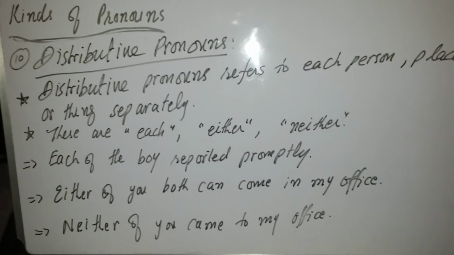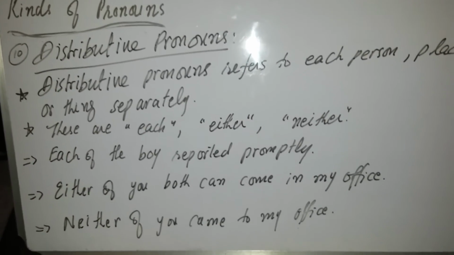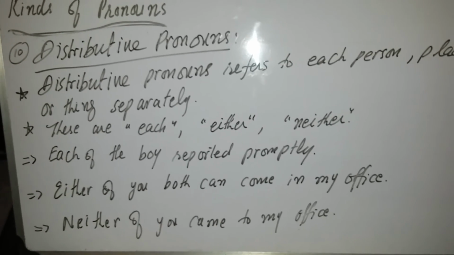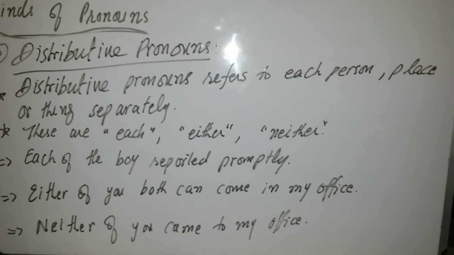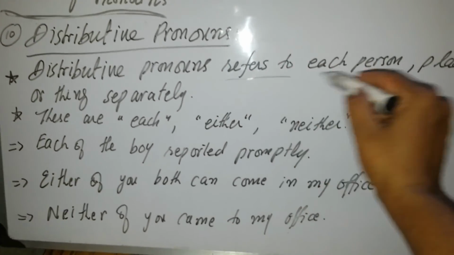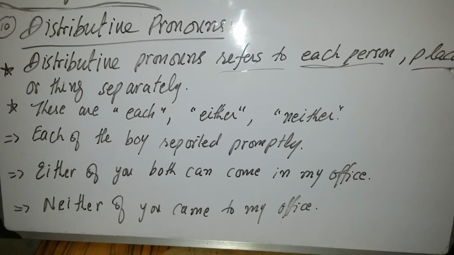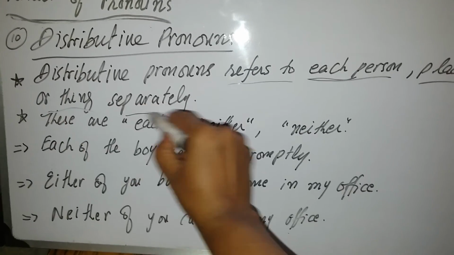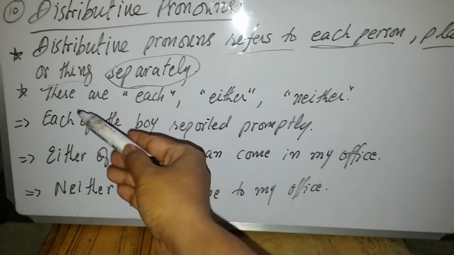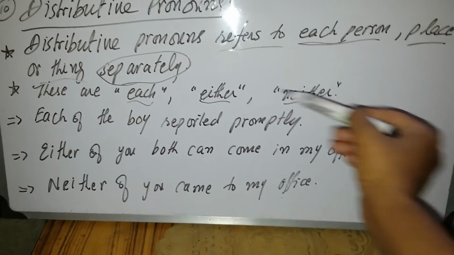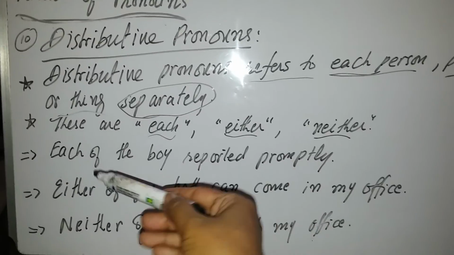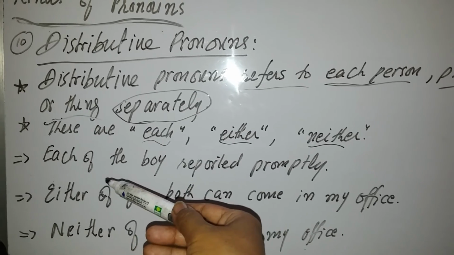Now this is the last kind of pronoun, that is distributive pronouns. Distributive pronouns refer to each person, place or thing separately. These are each, either and neither. These three are distributive pronouns. How are they used in sentences?